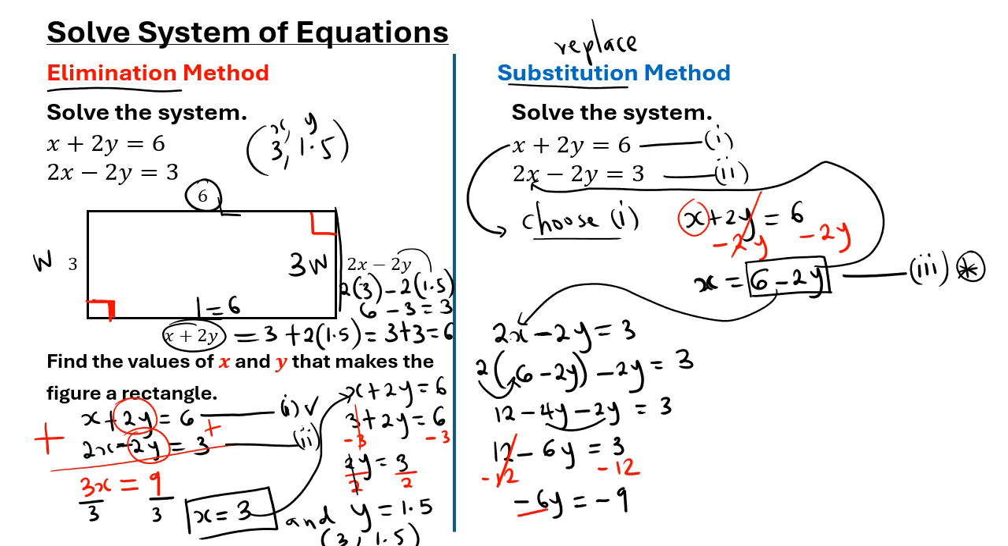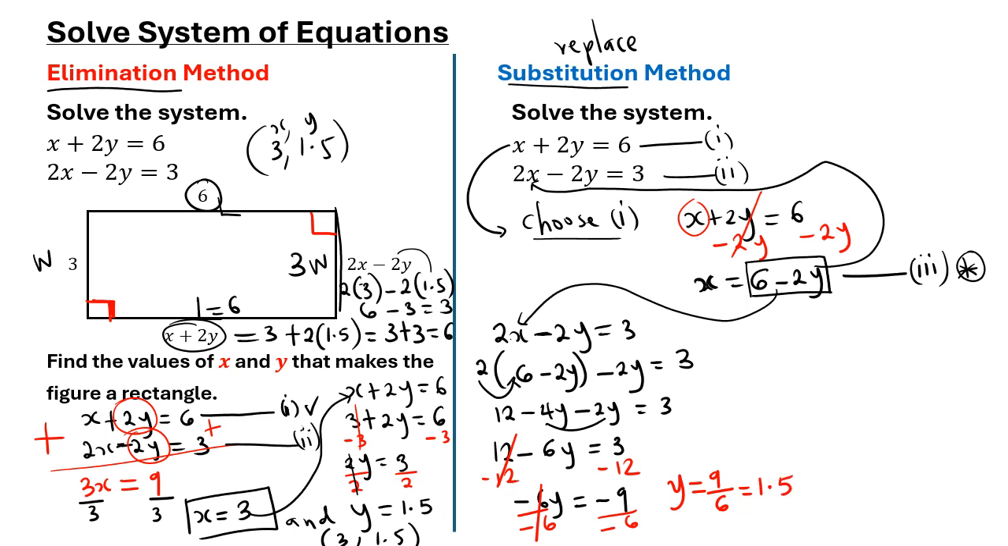Good. So I am now going to divide both sides by negative 6. Cross the negative 6 out, and then you're going to divide two negative numbers, which will become positive. So that means y will be equal to positive 9 over 6, and 9 divided by 6 is 1.5.